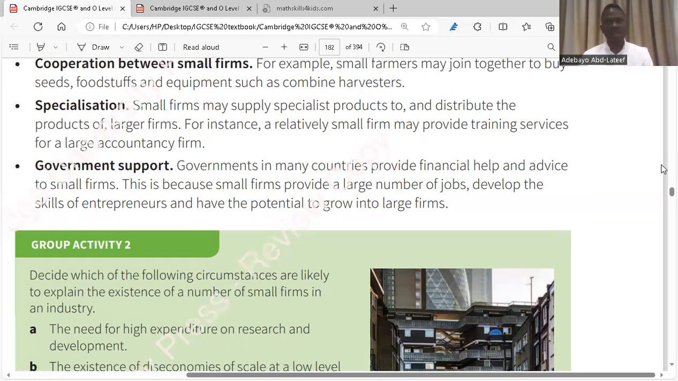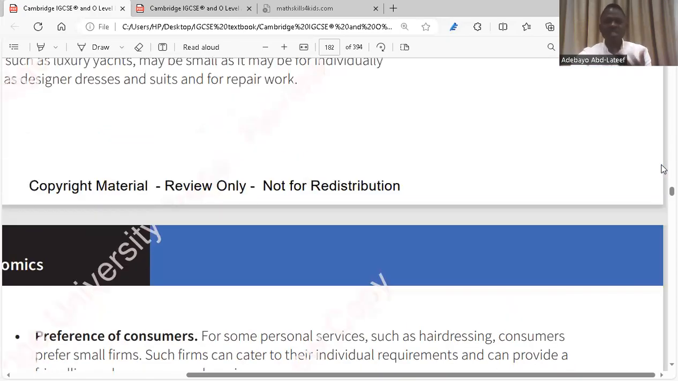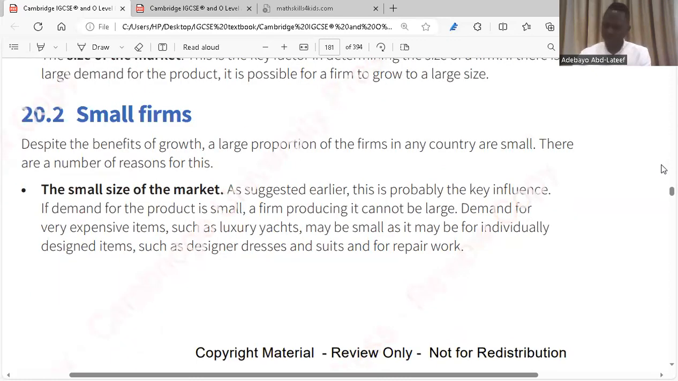Is it clear? So a recap of this, we're talking about small firms and what are the reasons why we have small firms. What are small firms? Small firms are firms whose output is always low. They have low output. So what are the reasons why we could have a smaller firm? One, the small size of the market. If the demand for your product is less, there's no need for you to expand your business. That's the first one.